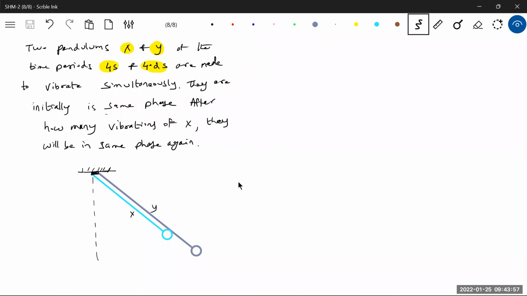Again, they'll be in the same phase means what? Initially they have zero phase, no? Then again they'll be in the same phase means the phase difference should be equal to 2 pi radian. So we will go like this, theta 1. Again they'll be in the same phase means it should become equal to 2 pi. So what is theta 1? Theta 1 should be equal to, so the time will be 2 pi.